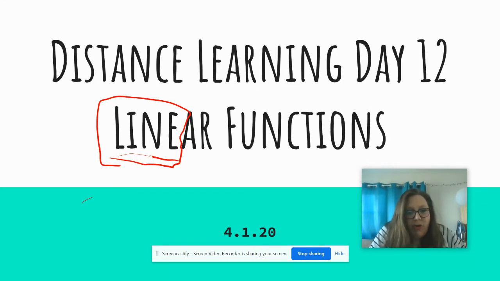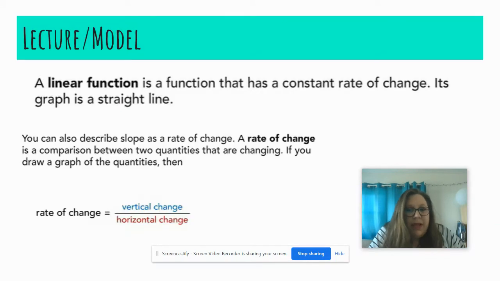So let's get started. As we just said, a linear function is a function that has a constant rate of change, and its graph is a straight line. If you remember, another word for rate of change is slope. So it's going to have a constant slope, meaning the x and y are changing at the same rate each time.